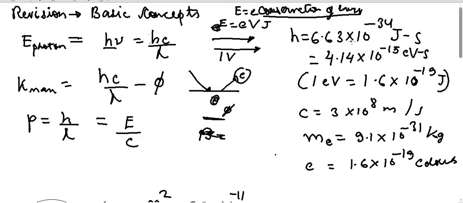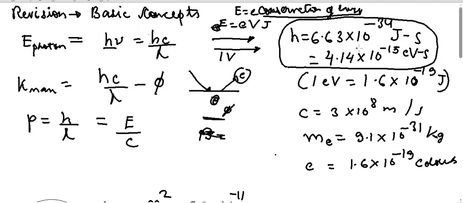If I use this conversion factor, then 6.63 into 10 to the power minus 34 will come to be about 4.14 into 10 to the power minus 15 electron volt second. So it is important to learn both these values in terms of these constants, because it will be useful in solving numerical problems.